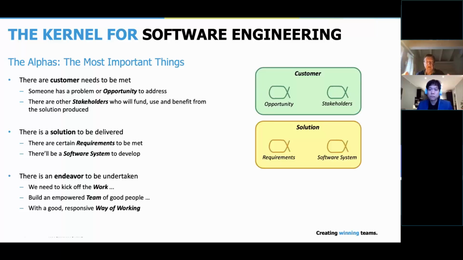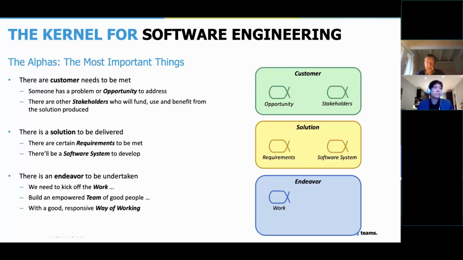So alphas are elements that we cannot touch, but we have an intuitive understanding of what they are. There is also another area, and that is the endeavor, the project. In that project, we have work to be done, we have a team, and we have a way of working, some kind of method. When you start the project, you don't have any team, you just have money maybe. You have no team members, but you have money to acquire a team.